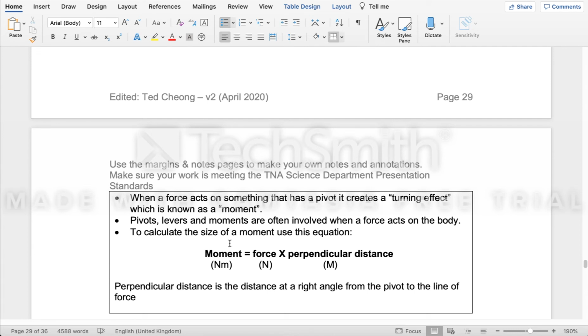Now the perpendicular distance is actually quite important, because you can't just take any distance on whatever you're measuring, right? It has to be perpendicular. Perpendicular means that it's at a right angle, 90 degrees, from the pivot to the line of the force.